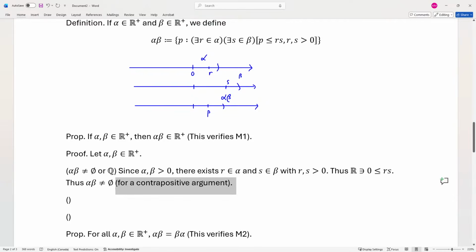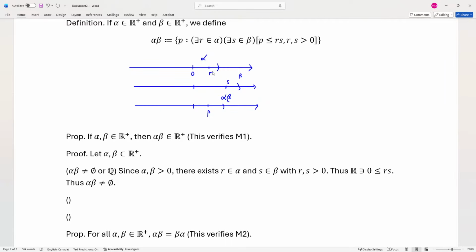Okay, so now we need to prove that it is not the whole Q. How do we prove that it's not the whole Q? Well, we need to construct an element that is not in the product set. For that, we use the property of the Dedekind cut that alpha and beta are not the whole reals.